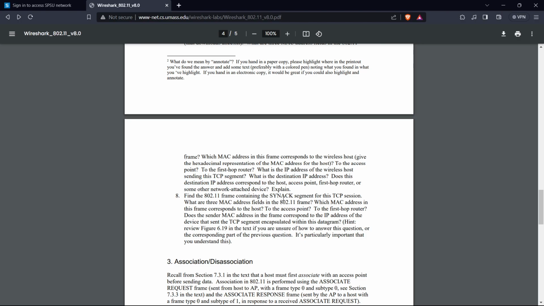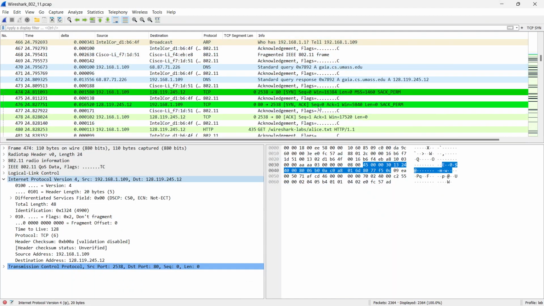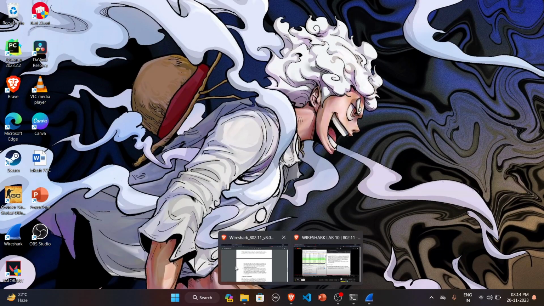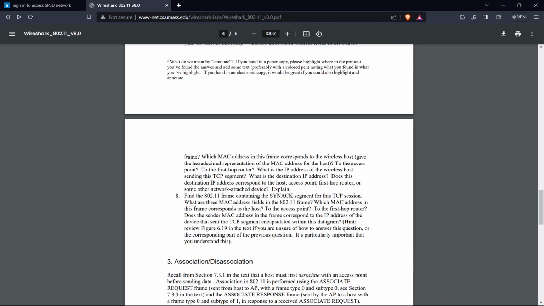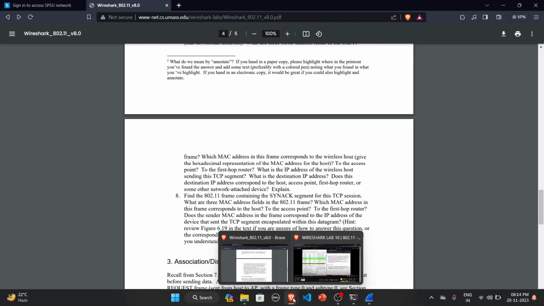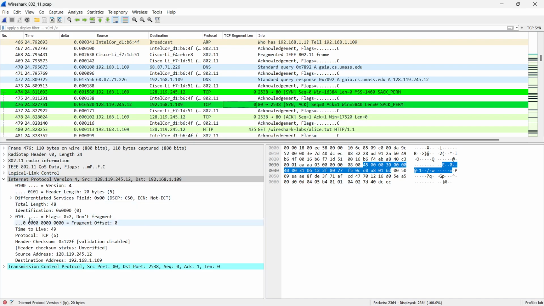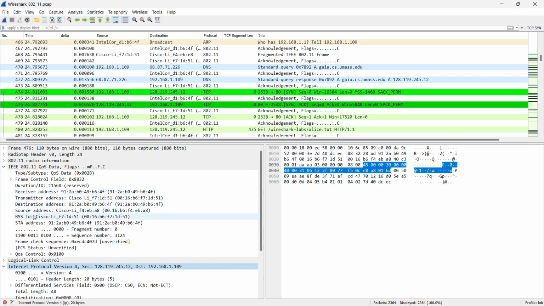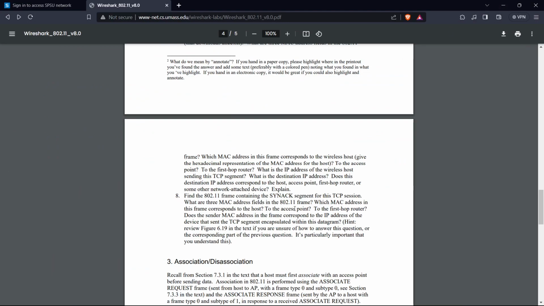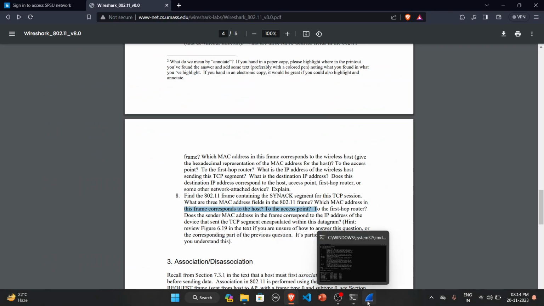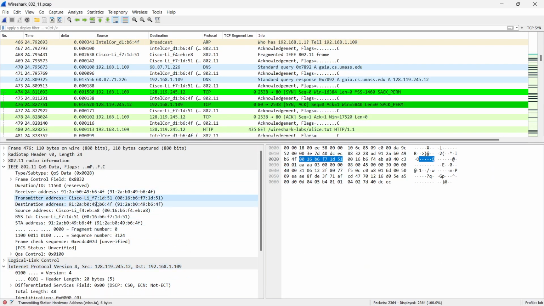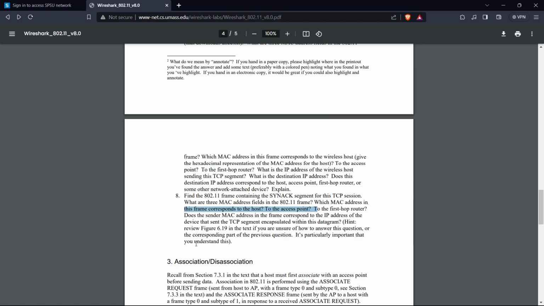The next question is also for the SYN ACK of this TCP session. First we find the SYN ACK, and this is the SYN ACK here. The question is, what are the three MAC addresses in this frame? These are the MAC addresses: receiver address, transmitter address, destination address, and source address. And which MAC address corresponds to the host address? This is the transmitter address, and all the others are the same.